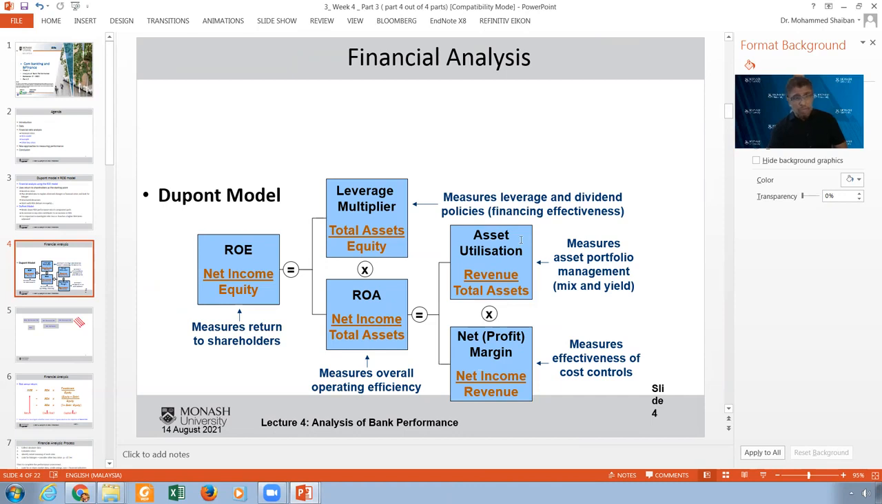If I'm doing very well in terms of my revenues, and non-interest income and non-interest expenses, and I'm also decreasing my operating expenses, which are interest expenses and non-interest expenses, but I am high here, which means there is a problem.